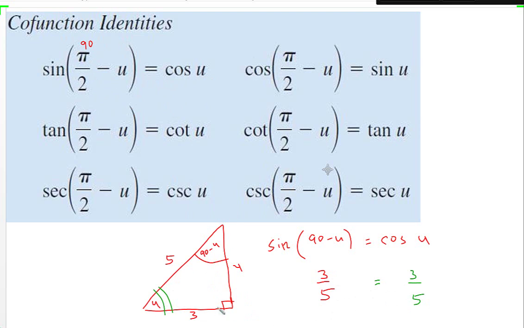So basically, if you have a right triangle, the sine of one angle is equivalent to the cosine of the other angle inside a right triangle. That's basically all this says right here, okay? So if you have angle u, if you take 90 or pi over 2 in radian form, 90 minus u, this just represents the other angle in the right triangle, okay? So just remember that sine pairs up with cosine for the cofunction identities, and tangent pairs up with cotangent, and secant pairs up with cosecant, okay?